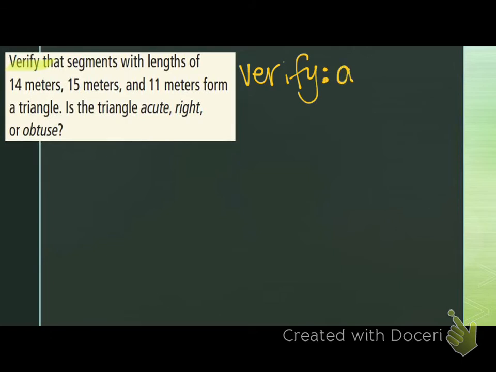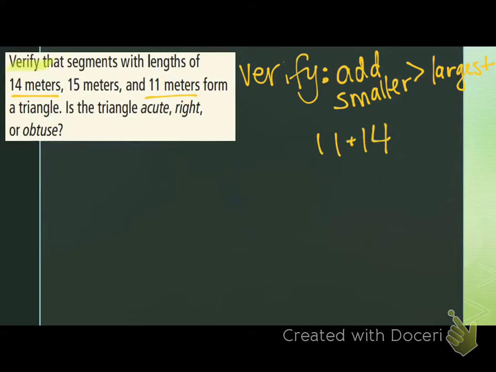Two small numbers are bigger than the biggest number. Yes, you're going to add the two smaller, and they have to be bigger than the largest side. So here, what are the two smaller? 11 and 14, and obviously 11 plus 14, is that greater than 15? Yes. So it is a triangle.